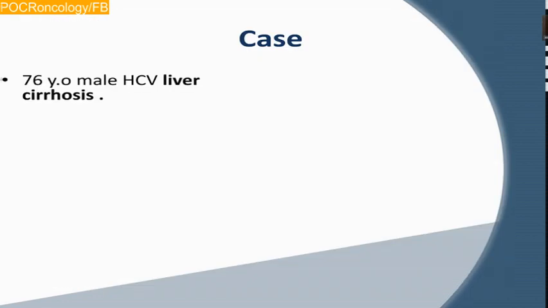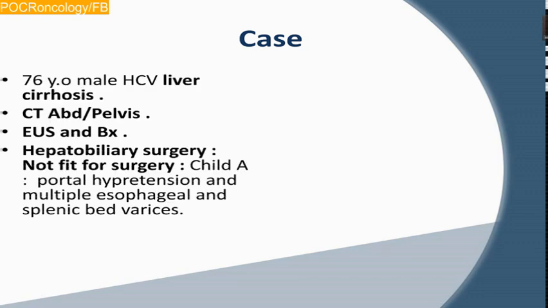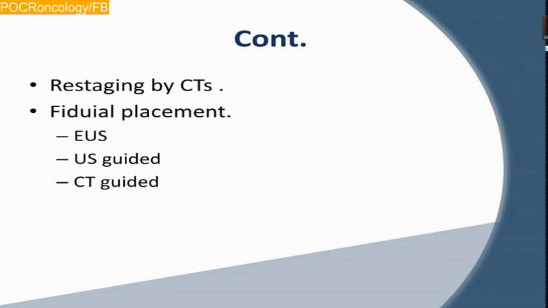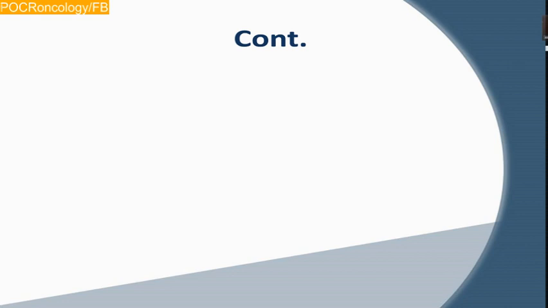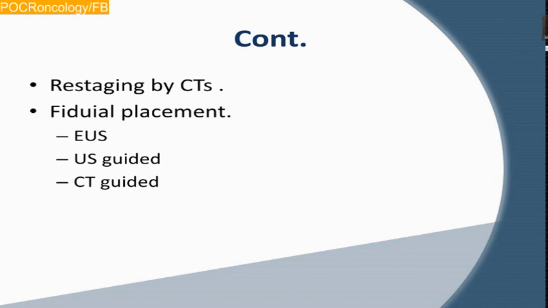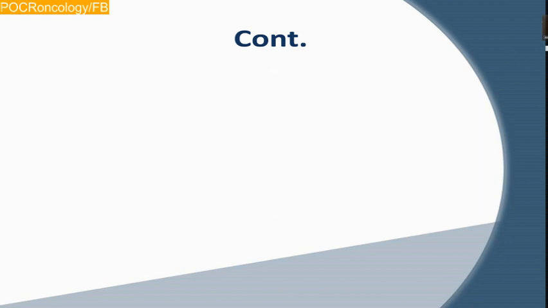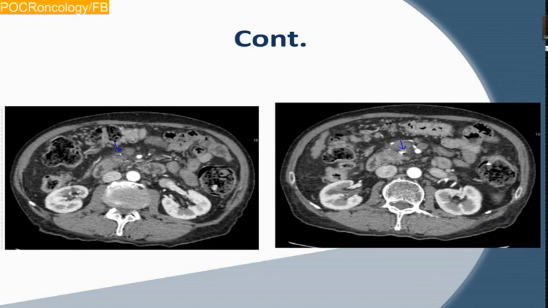Okay. I'm just going to show you one case about how we treat those patients. This is a patient with liver involvement. It was resectable, but the hepatobiliary surgeon thought, because there are collaterals and portal hypertension, he is not surgical. So he went for induction chemotherapy by Xelox. And then he went for restaging. After that, we put the fiducials on the area for tracking. The fiducial can be by ultrasound, CT, or endoscopic. So here are our 2 fiducials.